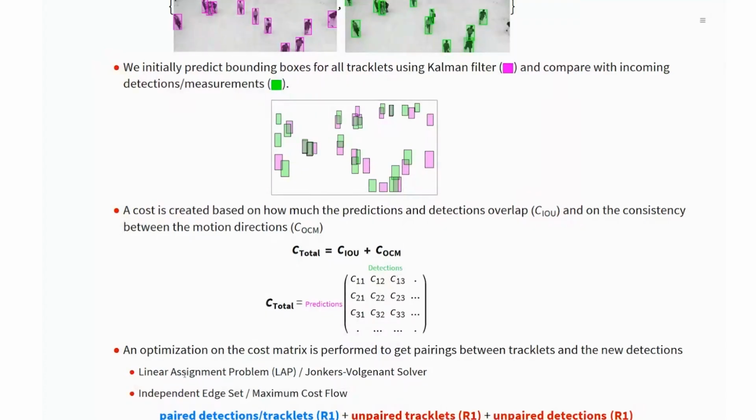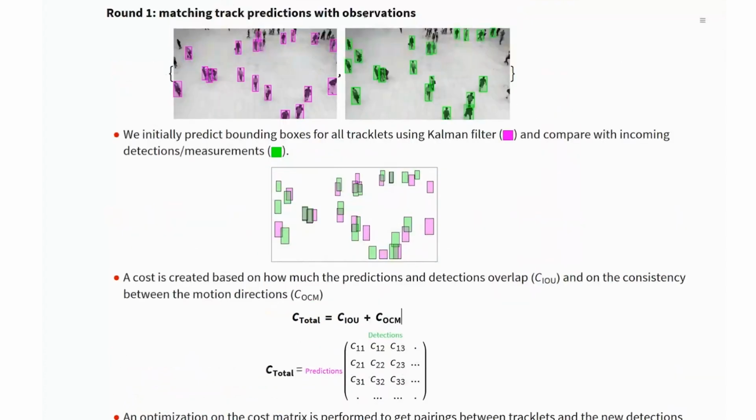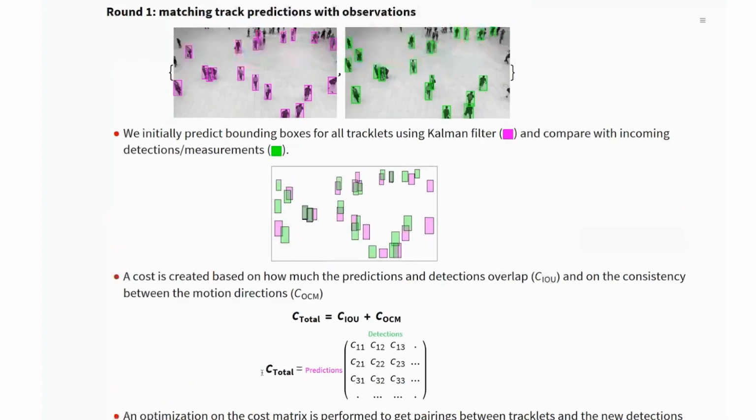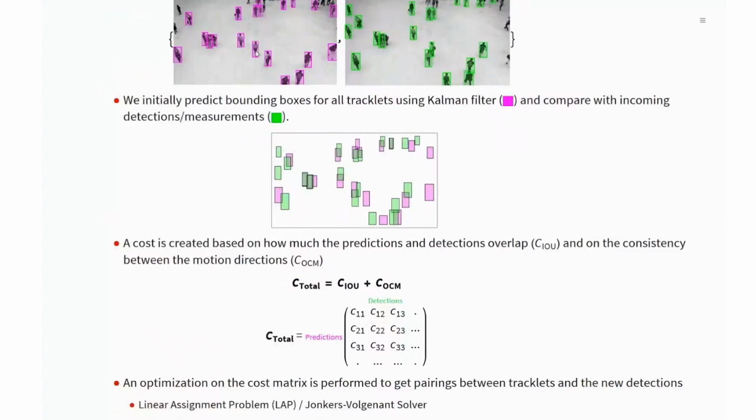So we use over here solvers like linear assignment problem, or you can use find independent edge sets, or some other graph theoretic approach to solve the problems. At the end of round one, what we have is a set of paired detections, so things which have been successfully linked between magenta and green.